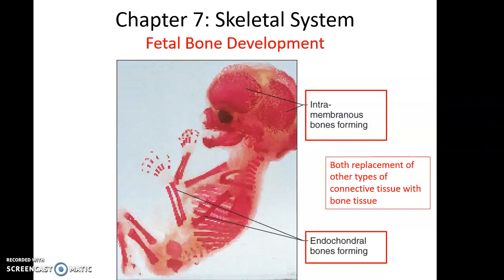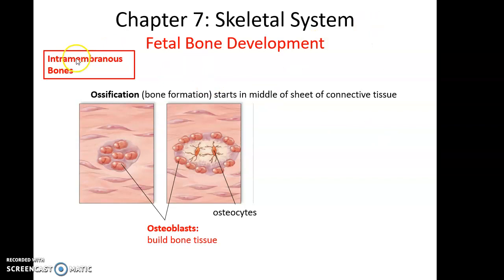So, our bones initially started to develop when we were fetuses. And the bones were produced through two main processes that were similar but distinct: intramembranous bone formation, primarily in the flat bones of the skull, and endochondral bone formation, which is all the rest of the bones of the body. And in both cases, some other type of connective tissue gets replaced with bone tissue. So we'll start with intramembranous bone formation.